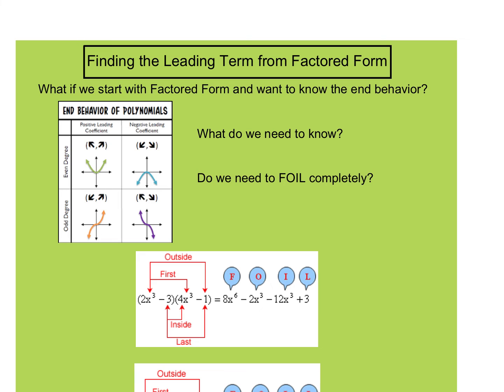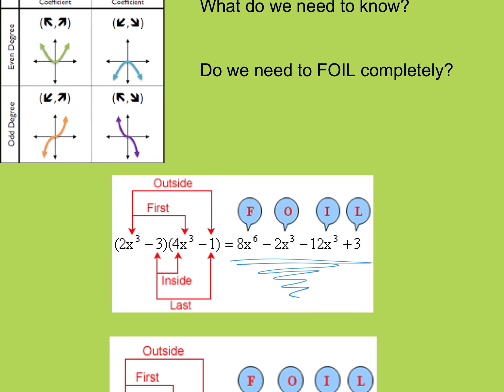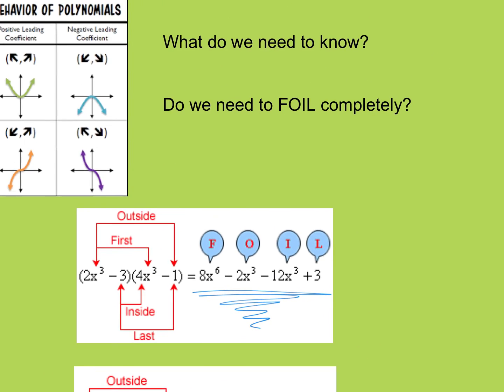If we wanted to find the leading term from factored form, we could FOIL. Let's take a look at this first example. We could multiply 2x to the third by 4x to the third and get 8x to the sixth, and then multiply the outside, inside, and last terms, and we get this really long standard form polynomial. What I'm telling you is we don't actually need to FOIL completely. The only thing we're really looking at is the first terms, 2x to the third and 4x to the third, because those give us the highest degree term in our polynomial.